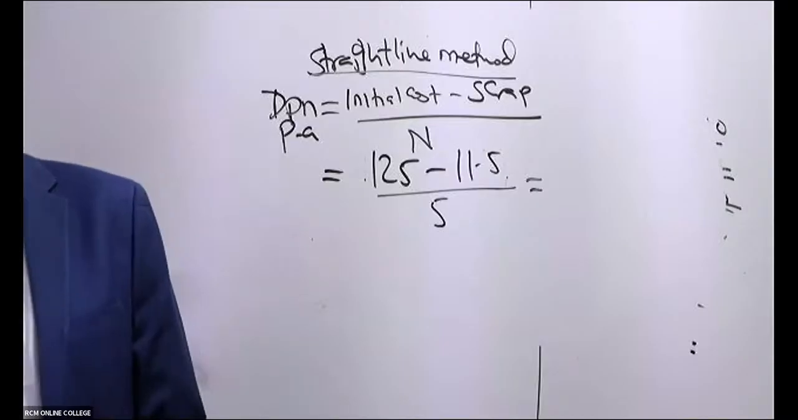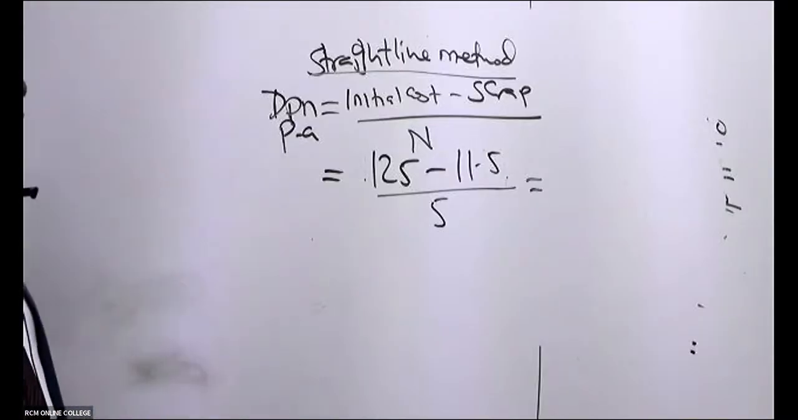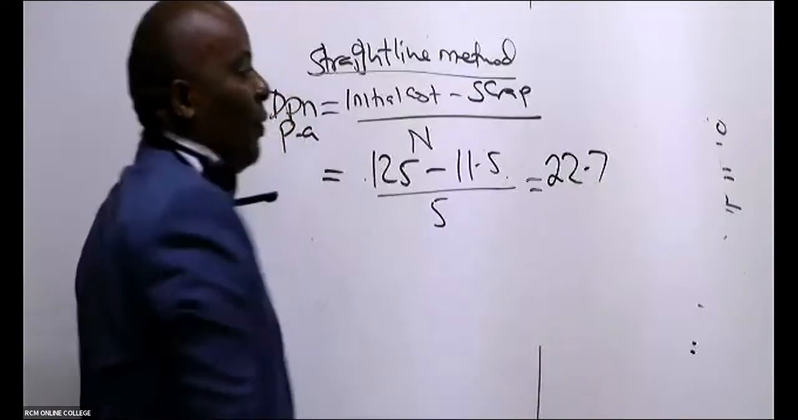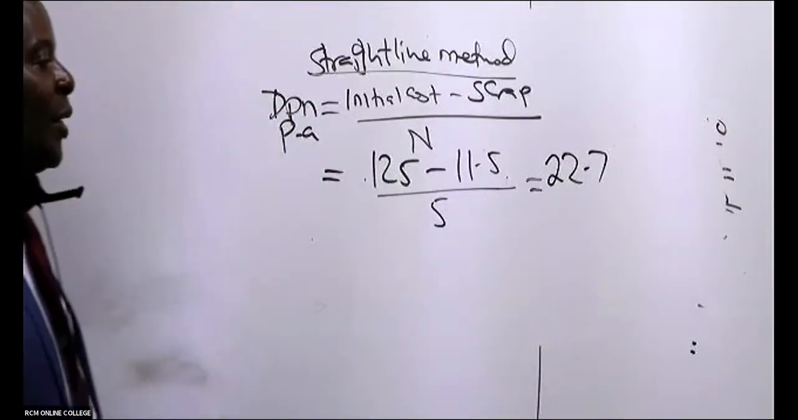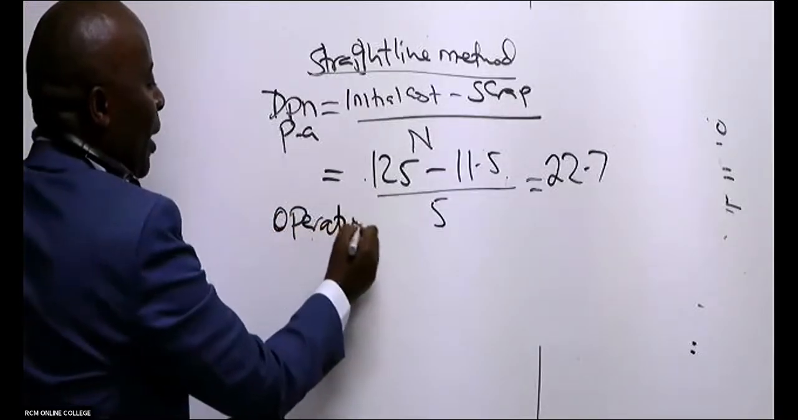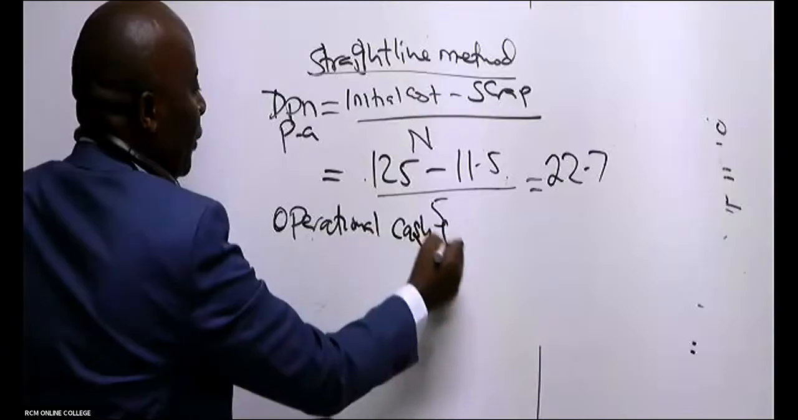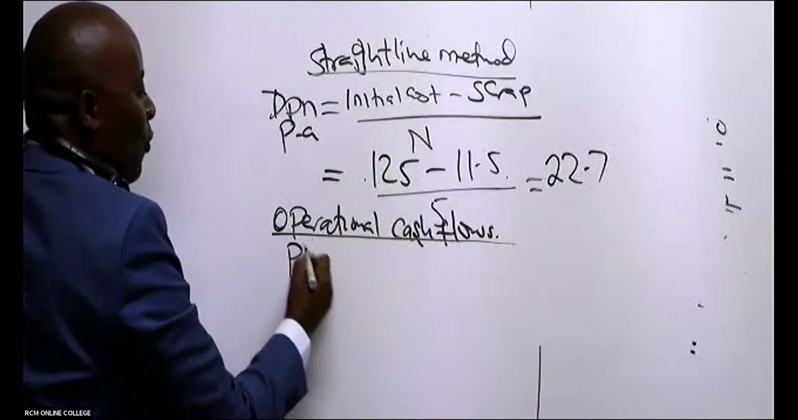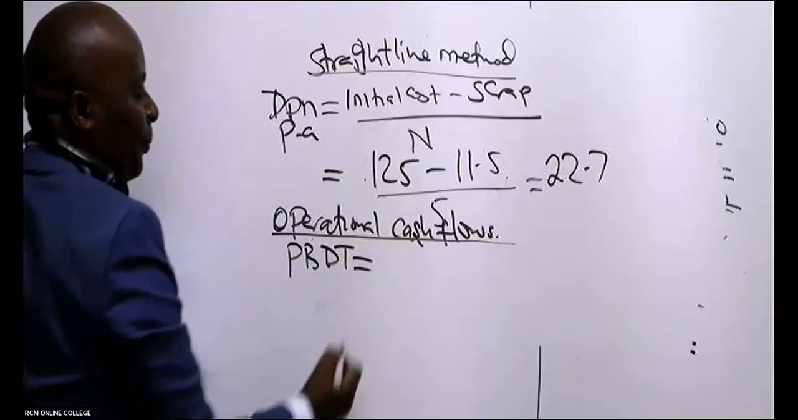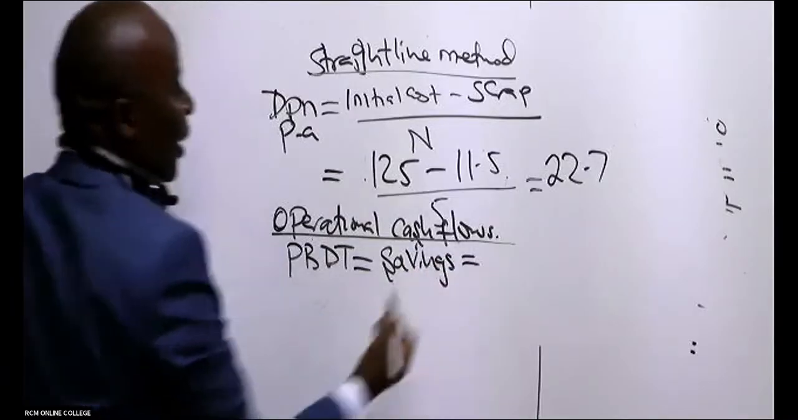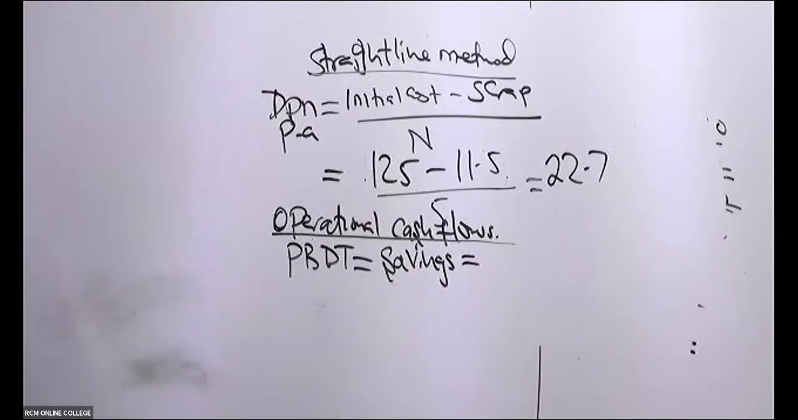So then at the end of the day, what figure are we getting here, my friends? 125 minus 11.5 divided by 5 gives me, according to Elizabeth, 22.7. So in this case, once I get this, I will be able to go very fast, and then I give my examiner the operational cash flows. So the operational cash flows, we have here profit before depreciation and tax. This will be the savings. So operationally, this machine will help me in this case here save how much?